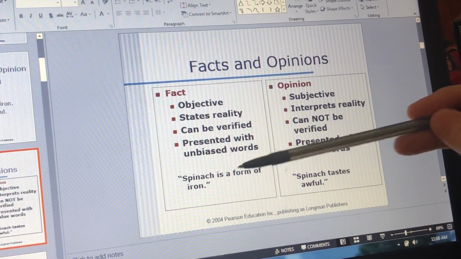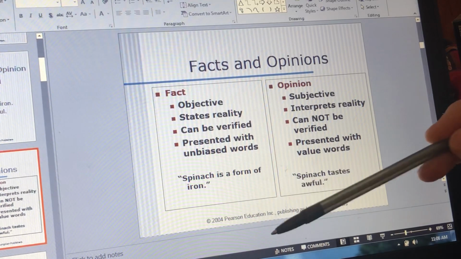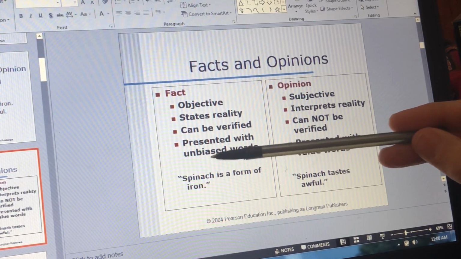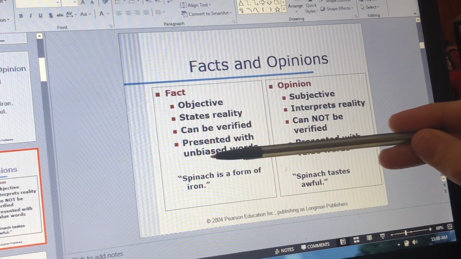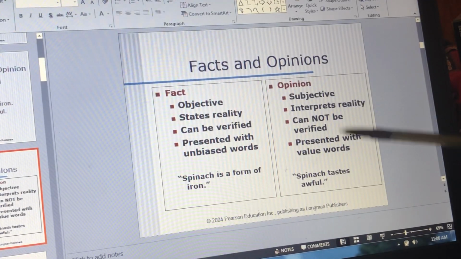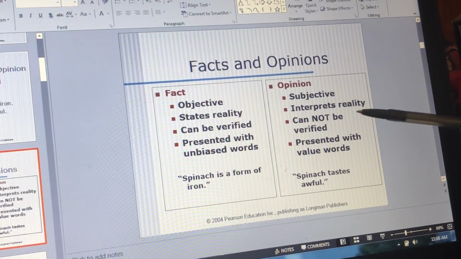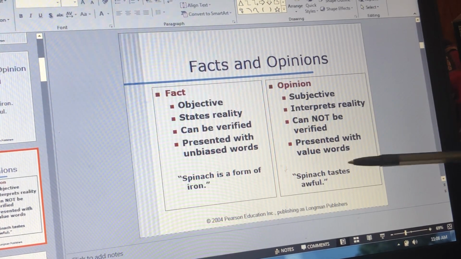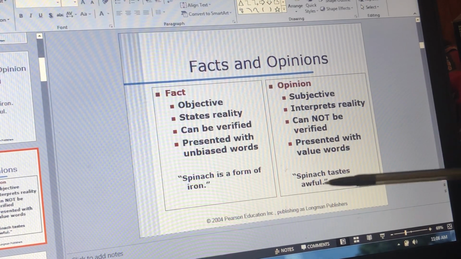There are no biased words. We're going to talk about those in a minute, okay? This is where the subjective and the objective comes in. If you're using a lot of biased words, you're showing the subject, like what I think about something, okay? So it's awful. I think it tastes awful, okay? It interprets reality. I can't measure that, okay? And it's a value word, awful, okay?